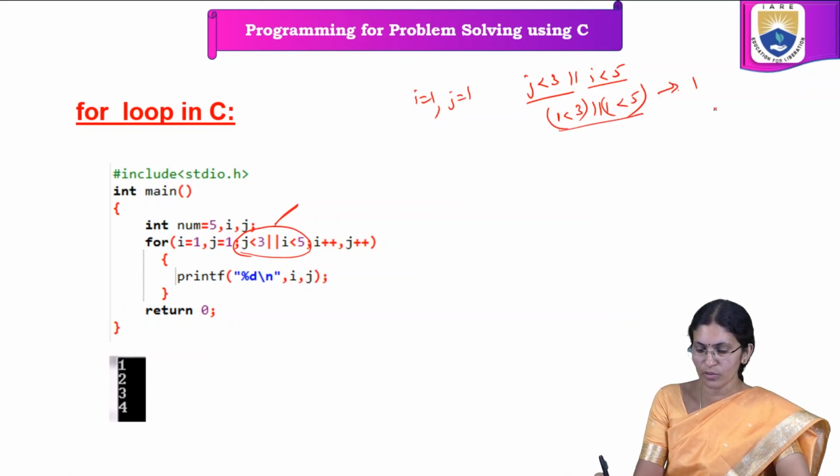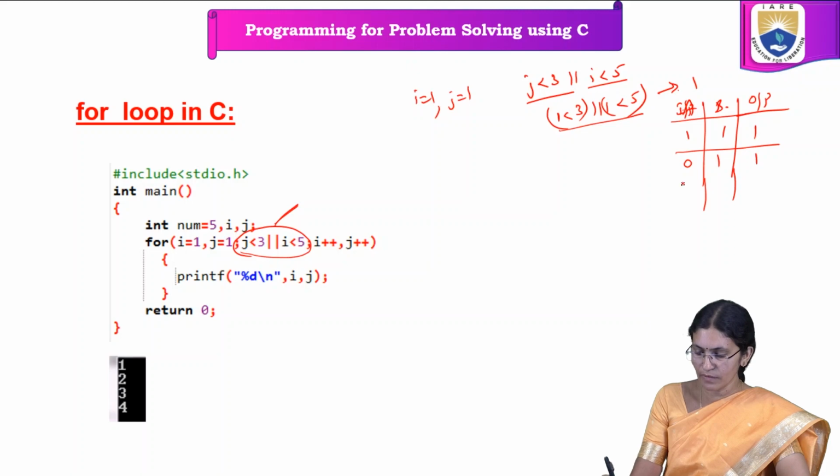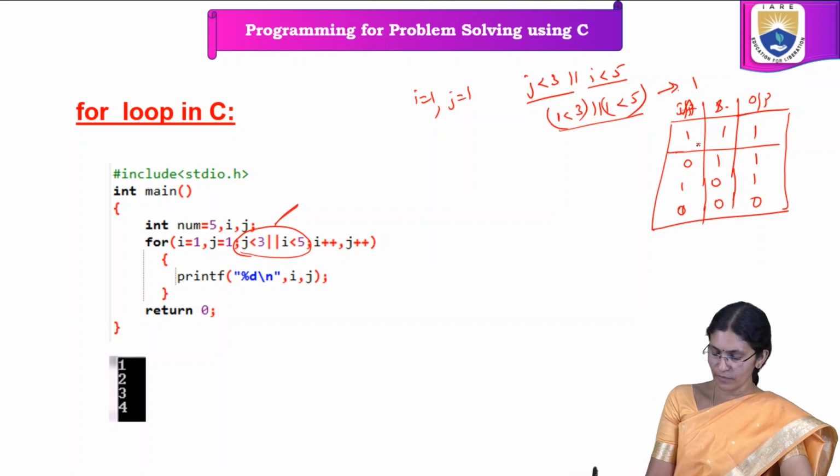So 1 and 1, according to the logical OR table. If we have two inputs, A and B, and this is 1, the output will be 1. If we have 0 and 1, it is 1; 1 and 0 will be 1; 1, 1 is 1; and 0, 0 is equal to 0. In this way we can understand this logical OR operation.